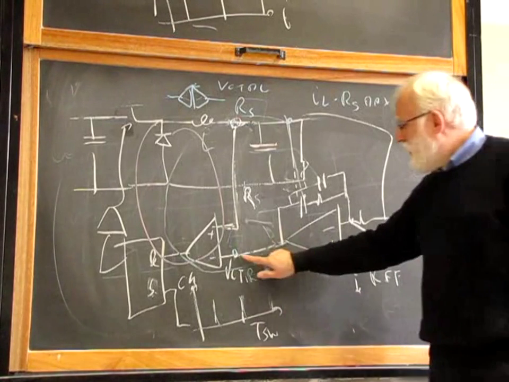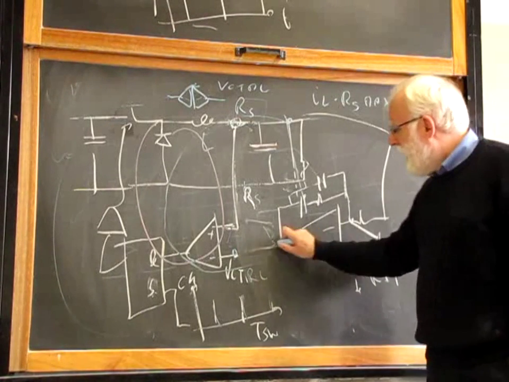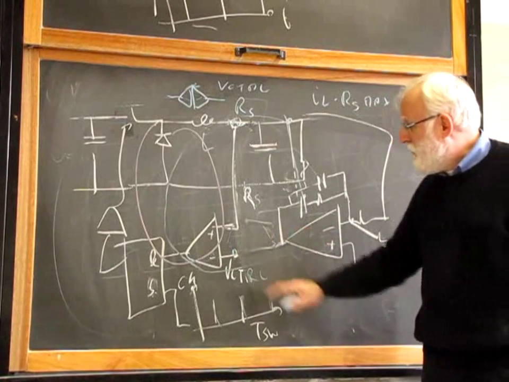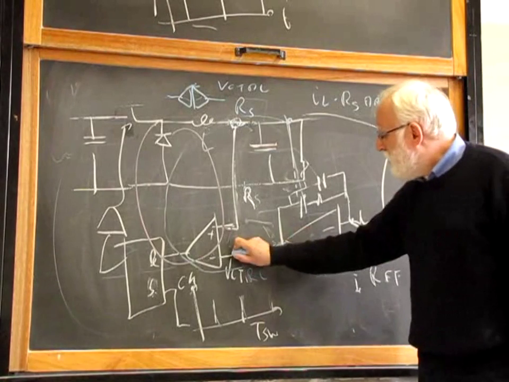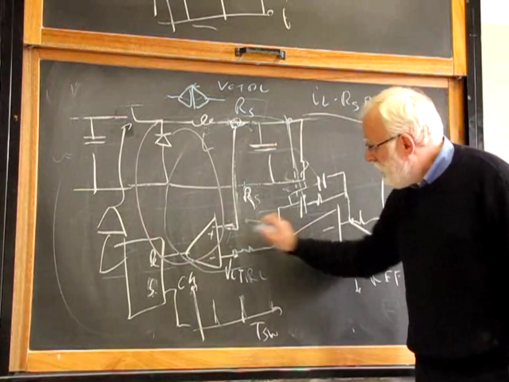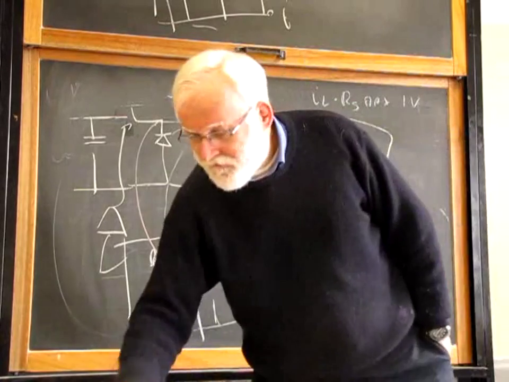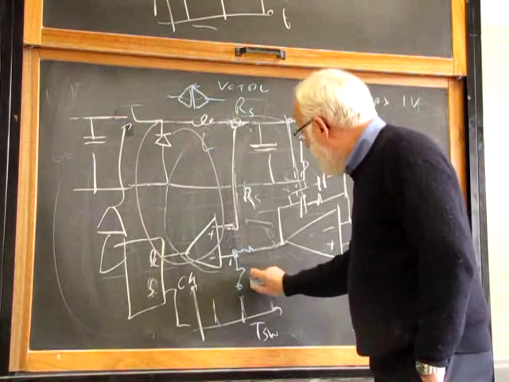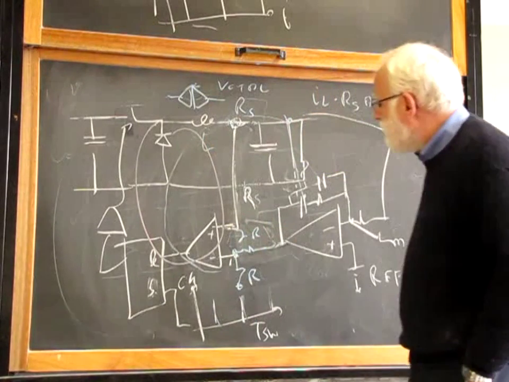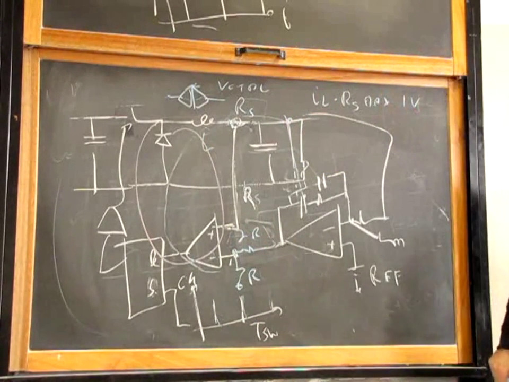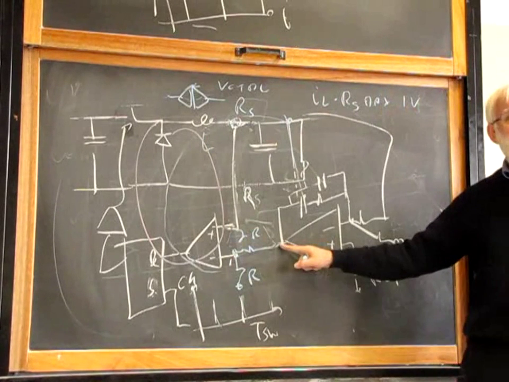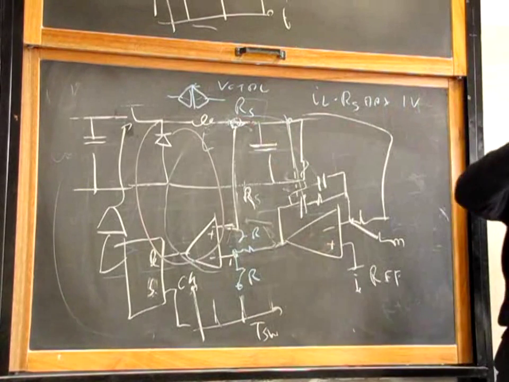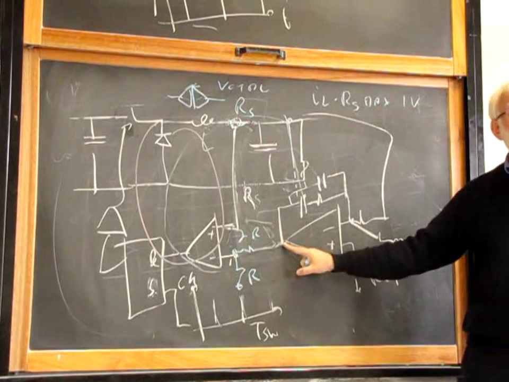So what they do is, in between the output of the error amplifier, the voltage error amplifier, and the input of the current comparator, they put a voltage divider, R and 2R, a voltage divider that divides this voltage by a factor of 3. So this sensing resistor can go from 0 to 1 volt, and this op-amp goes from 0 to 3 volts.